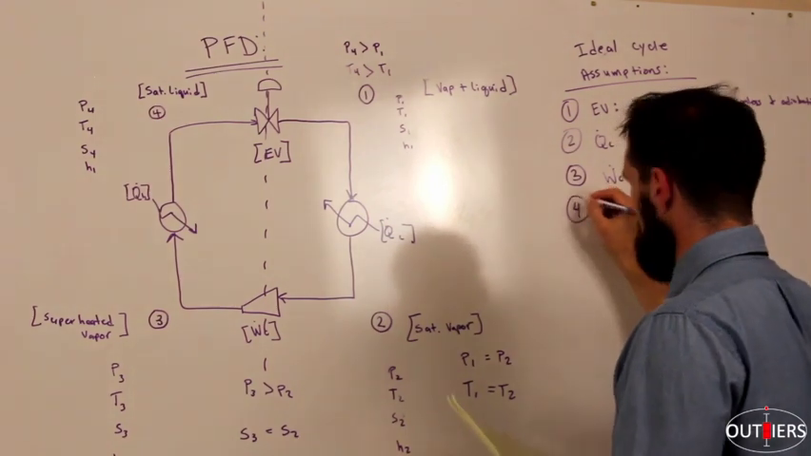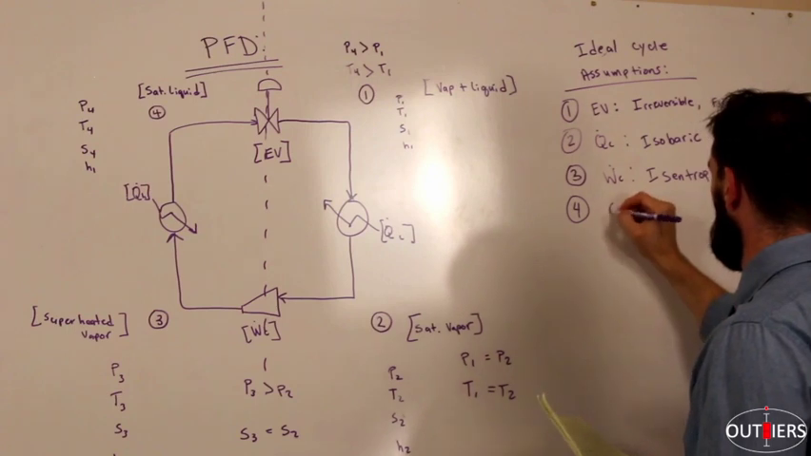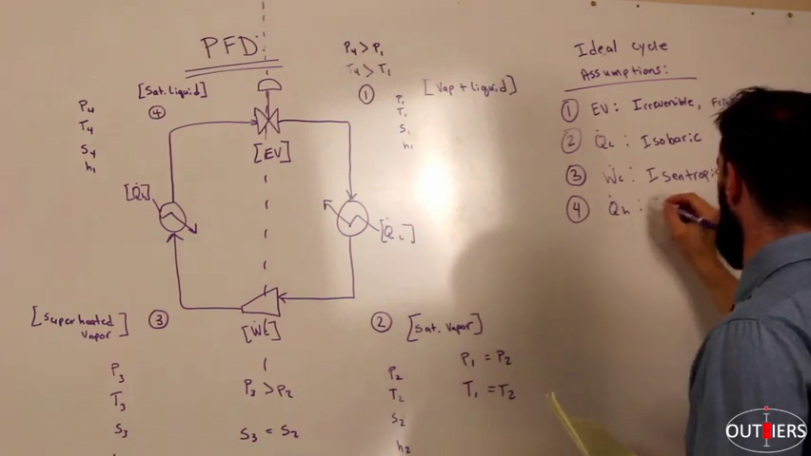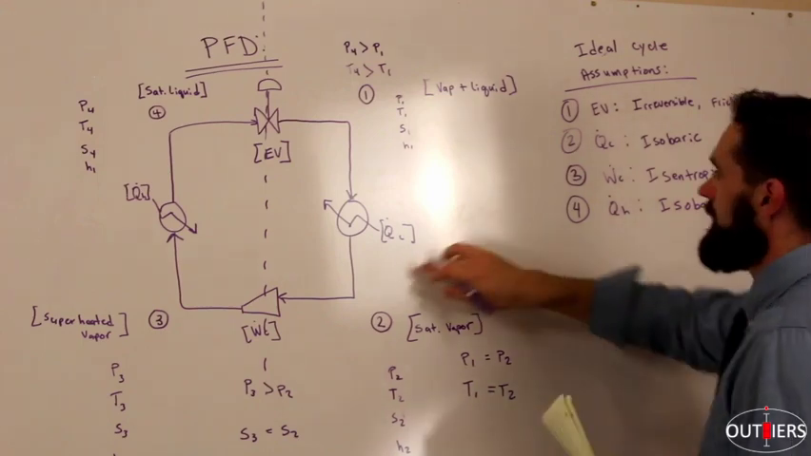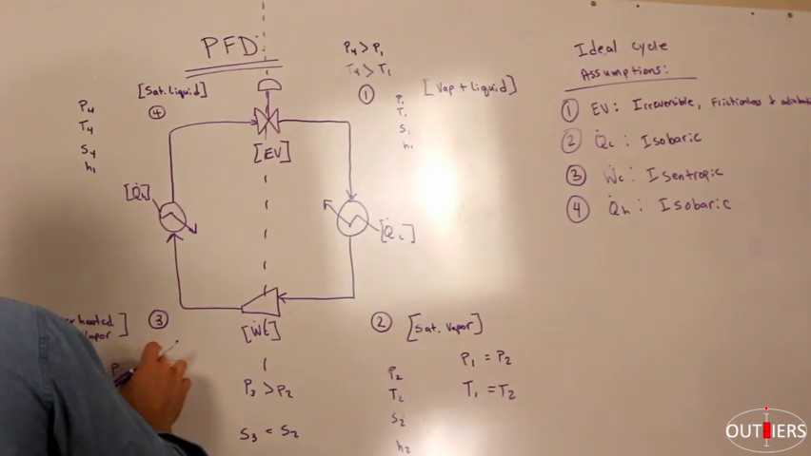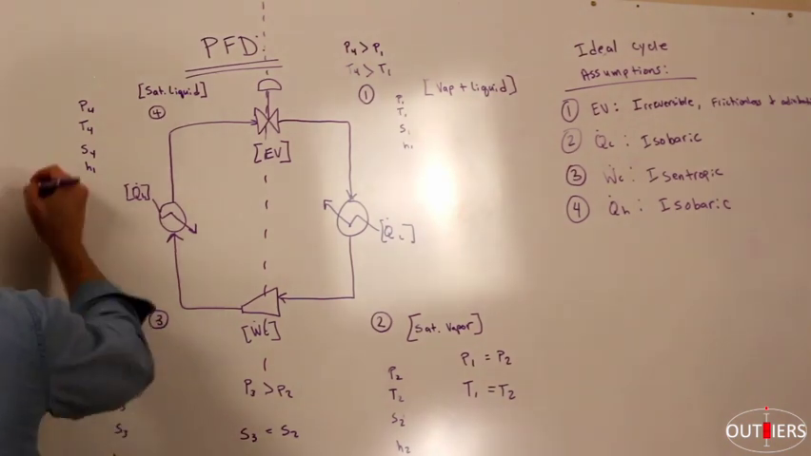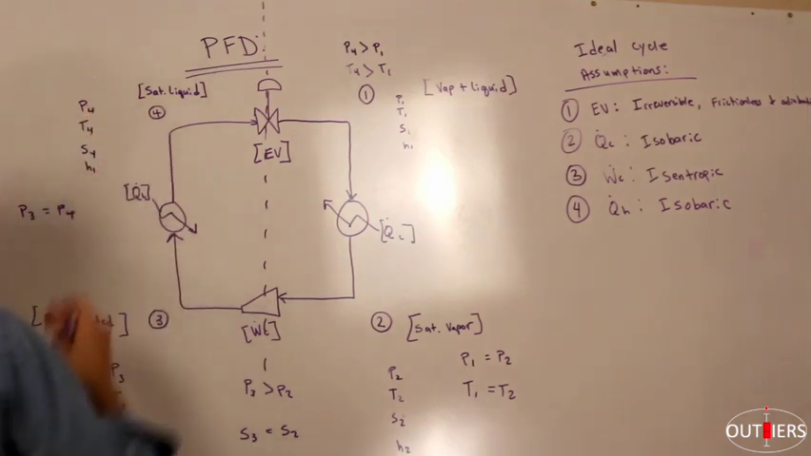The fourth assumption that we will make is that the condenser is isobaric, just like the evaporator, right? So what does that mean? That means also that P3 is equal to P4. These pressures are equal.